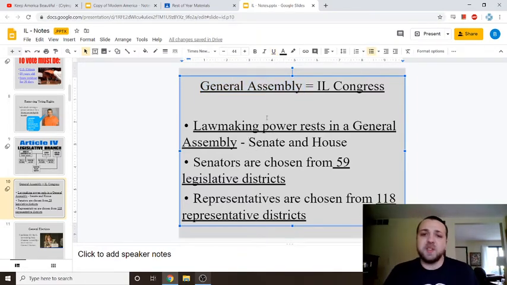Lawmaking power rests in a General Assembly, as in the Illinois Senate and House can make laws. They can debate on the laws, then vote on them. If both the Senate and the House of Illinois pass the law, it goes to the governor. He can then sign it into law or veto it. So again, this is very similar in structure and duties and responsibilities as our federal government. Senators are chosen from 59 districts, and then twice as many are chosen for the House of Representatives in the General Assembly.